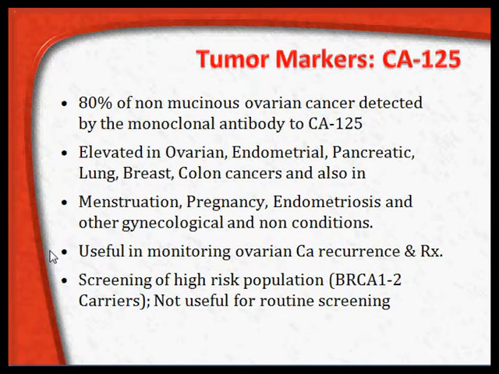Useful in monitoring the ovarian cancer recurrence and treatment, screening of high risk population, BRCA1 and 2 carriers. In those people, the risk of breast cancer is high, and if you do CA125 and it is also positive, then the chances of breast cancer are high. It is not useful as a routine screening agent, but nonetheless it is useful in certain specific ovarian cancers, non-mucinous type, and also in persons who have BRCA1 and 2 carriers. This particular marker will be of great use.